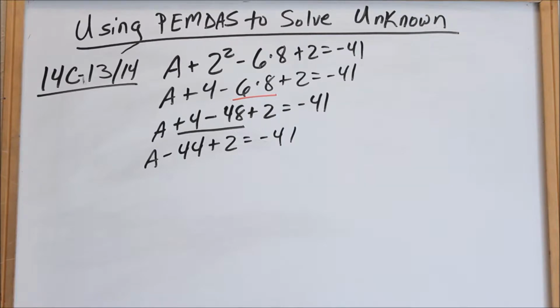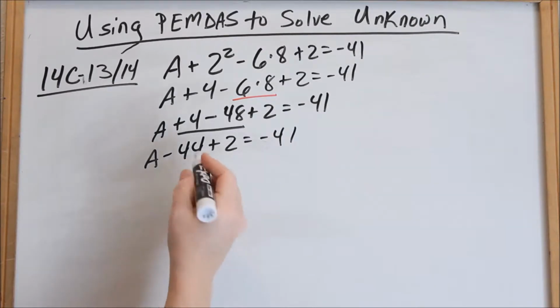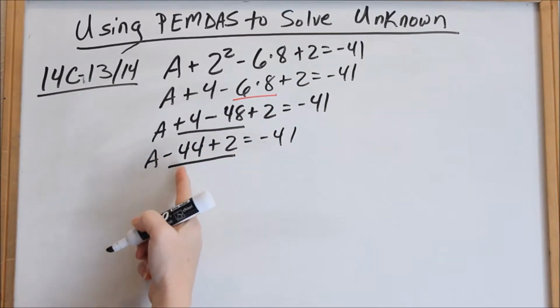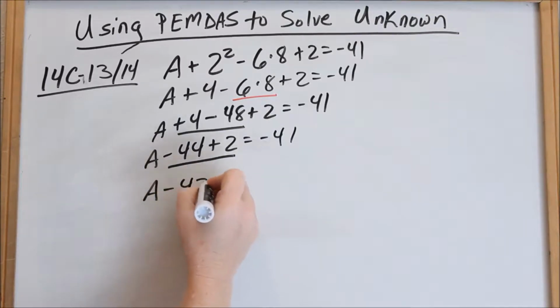Okay? So now combine your numbers. So now you're doing these two. Negative 44 and a plus 2. You're in debt 44 or you owe 44. Someone gives you 2. You're still going to owe money. You're going to owe 42.